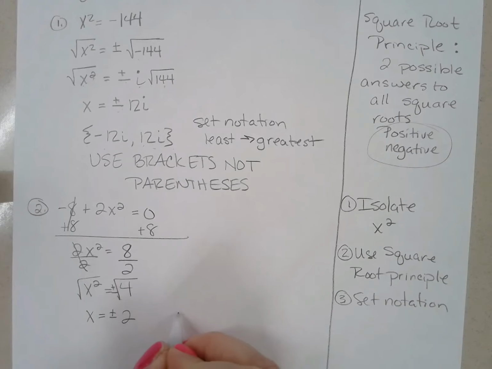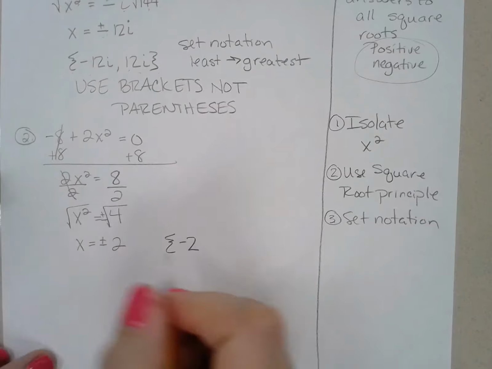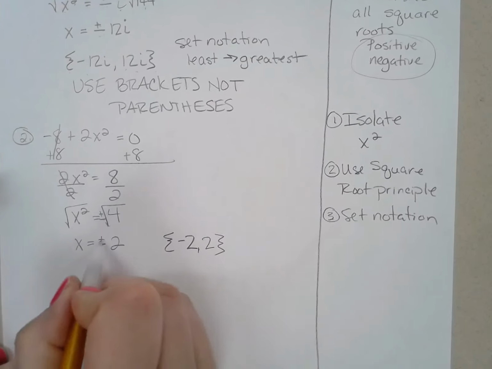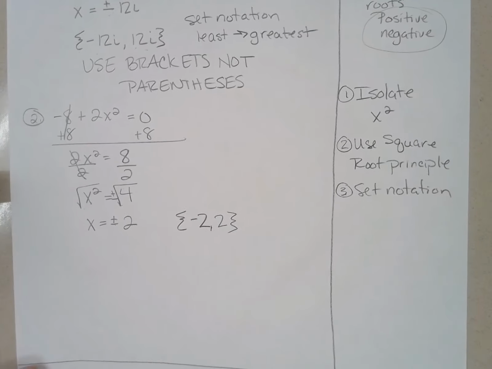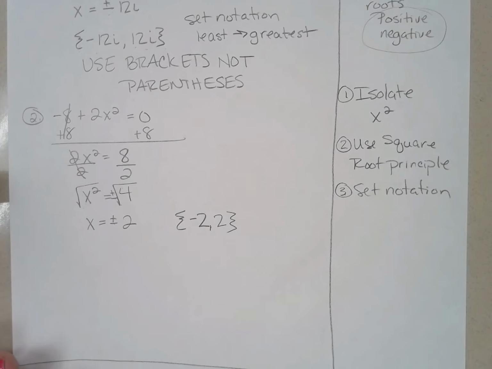So in set notation, we say negative 2. We use our negative sign. And then we say 2 because we use the positive sign. You can put that positive sign in front of that 2, but it's not necessary. We know that it's a positive 2. Anytime there's not a negative sign in front of it, then it has to be a positive.